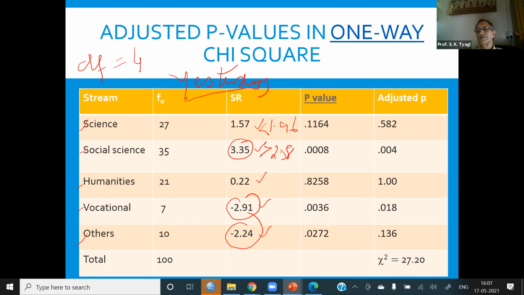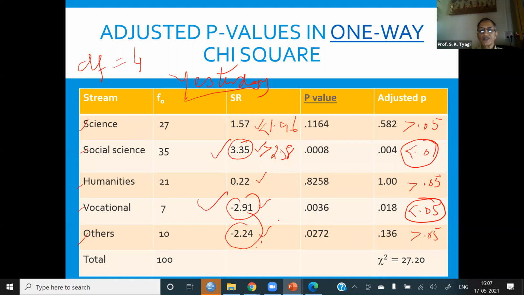Okay, now we can interpret them, and we find that this is greater than 0.05, this is less than 0.01, this is greater than 0.05, this is less than 0.05, and this is greater than 0.05. So only these two are less than 0.05, so they are significant. This is significant, this is significant, but this one is not significant.